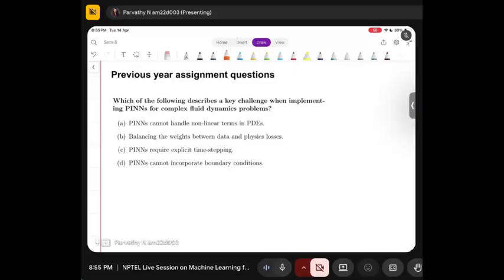So one of the key challenges is balancing the weight between the data and the physical losses. The physical loss is the residual and the data loss is from the mean squared error. They might differ by orders of magnitude. So if we choose the weights poorly, it can lead to one term dominating, causing training failures. So balancing the weights between data and physical losses is the important factor.